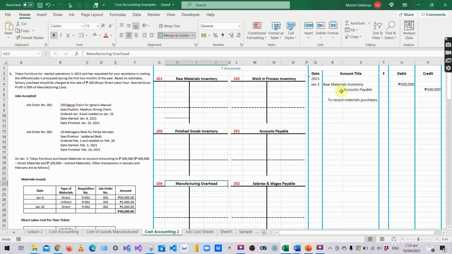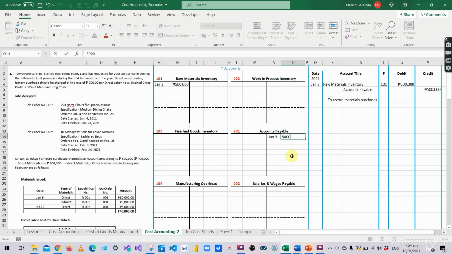So, record na natin. But before that, huwag nating kalimutan na i-post sa T-accounts yung ating journal entry. So, for raw materials, account number 101, January 3. Ang amount is 500,000. After nun, lagay mo yung reference number. And then, accounts payable on January 3. Posted siya on the credit side. 500,000. Account number 201.